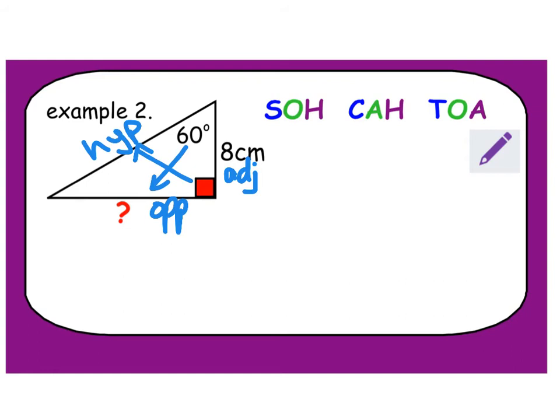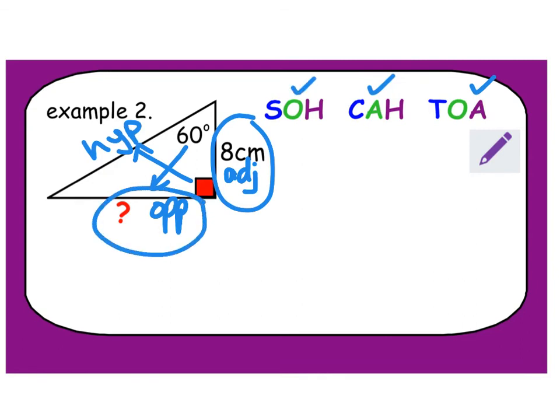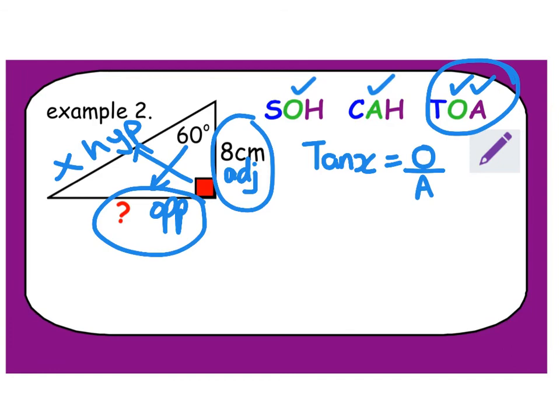Tick off the one you know. So we definitely know our adjacent is 8. So I'm going to tick A. We want to know our opposite. So I'm going to tick O. And we choose the formula that's got 2 ticks. Again, notice there is absolutely nothing next to hypotenuse, and the tan formula does not have hypotenuse in it. So the formula is TOA, so that means it is tan of the angle. It's OA, so O over A.